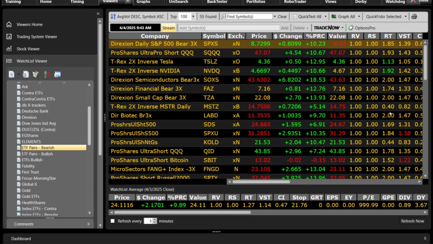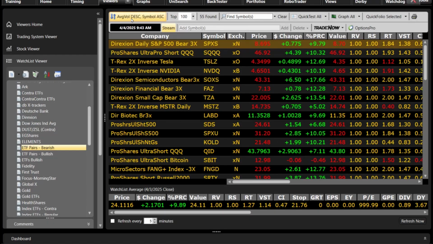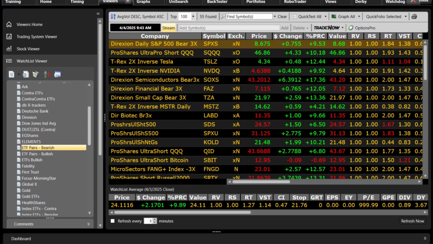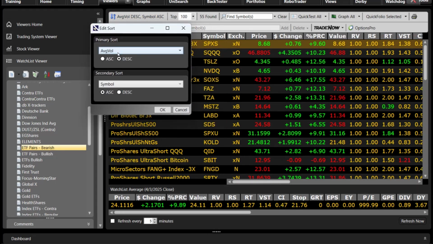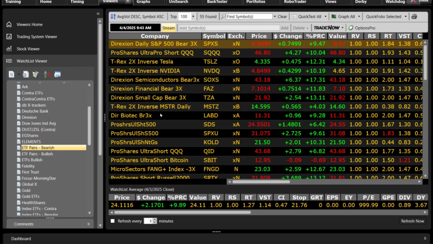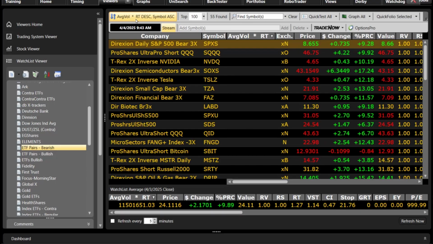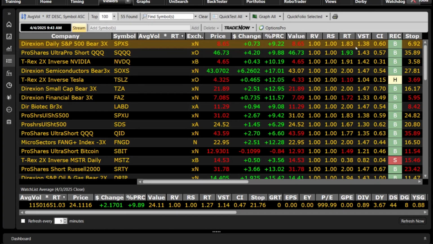A lot of these still have really strong RTs. SPXS 1.84 RT, SQQQ, that's the triple leverage NASDAQ ETF, 1.93. You can also sort by average volume times RT. So if I click on my sort button here, drop down my arrow, go average volume times RT, that will give us at the top of the list the ETFs with the best combination of average volume and RT. Let me close this down, give us a little bit more real estate.